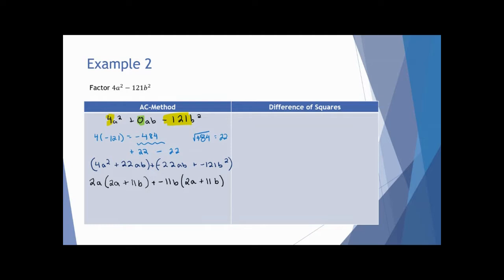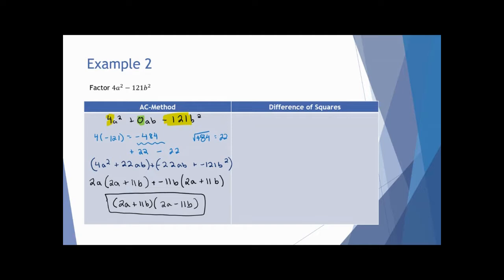Now you know you've got the AC method correct when inside your sets of parentheses you have the same thing. So I pull those out. This gives me 2a plus 11b, and then I look at the beginning of each set of parentheses, what's in front, and that's 2a minus 11b. So that's factoring this with the AC method.